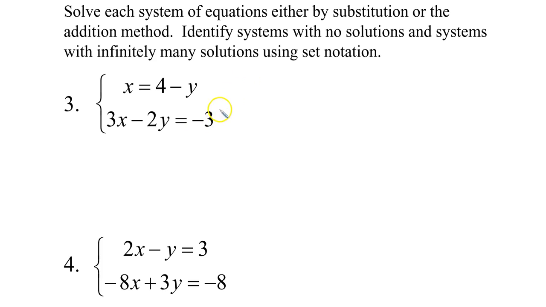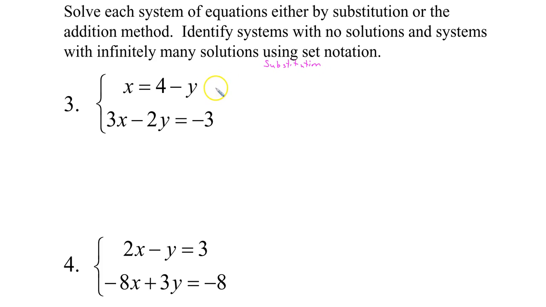So let's begin with problem number 3 here. You can see our two equations, and in the first equation, it is solved for x. So it starts with x equals 4 minus y. If you have an equation where one variable is on a side by itself, that usually tells you substitution is a nice method for solving this system. So I'm going to use substitution to solve this system of equations.